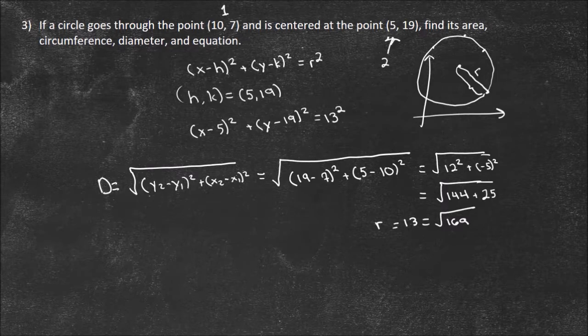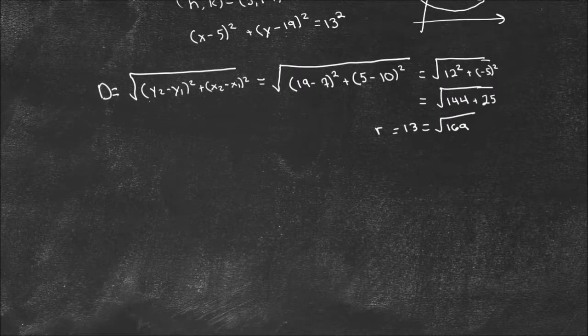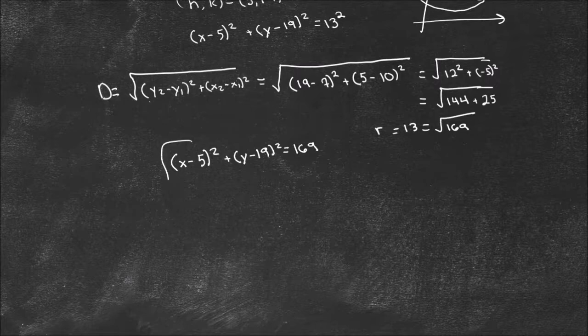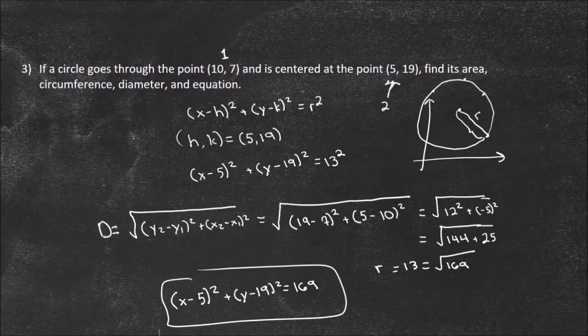And if I want to rewrite it, because I would want to put it all together, I would say the equation of the circle is, let me write it here, x minus 5 squared plus y minus 19 squared equals 13 squared, which is 169. This is the equation of my circle. But that's not all the questions it asks, I don't think. It also wants the area, the circumference, and the diameter.